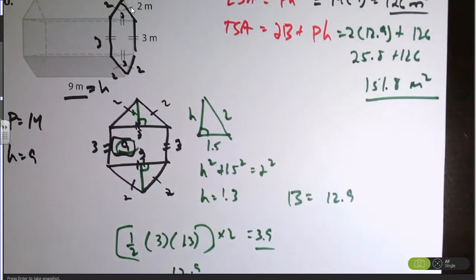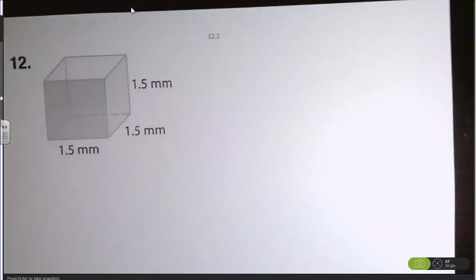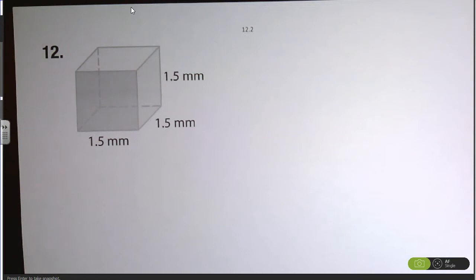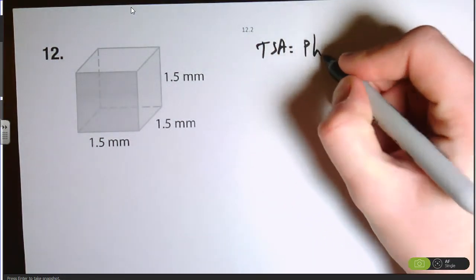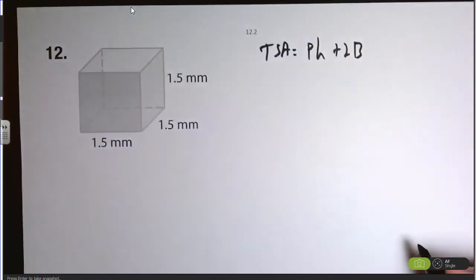That one's a pretty tricky one. Had a lot going on. All right, the next one, this one's a little easier. I'm going to show you a shortcut. We did the whole total surface area is perimeter of the base times the height plus 2 bases.